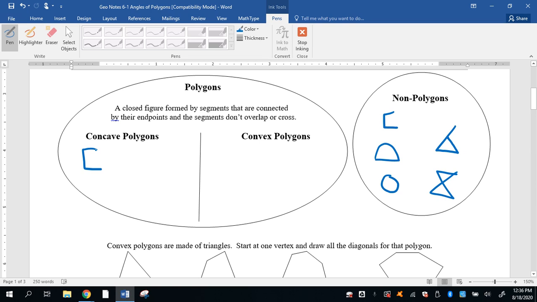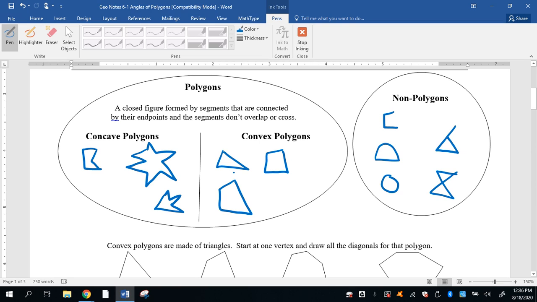So a concave polygon has all segments, a closed figure connected by their endpoints, and segments don't overlap or cross. Concave means it looks punched in or caved in. So all of these would be examples of concave polygons, anything that has a punched in look to it. Now a convex polygon is anything that does not look punched in, and these are all pictures of convex polygons. So that's what we're going to be looking at in this chapter, convex polygons.